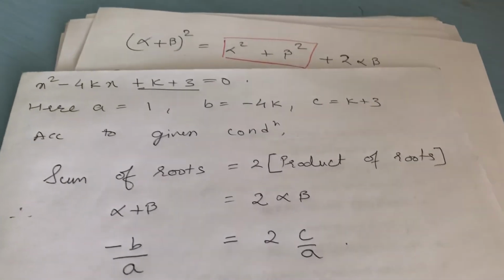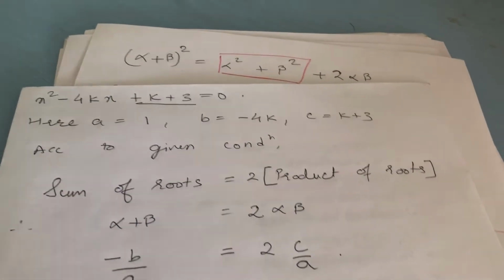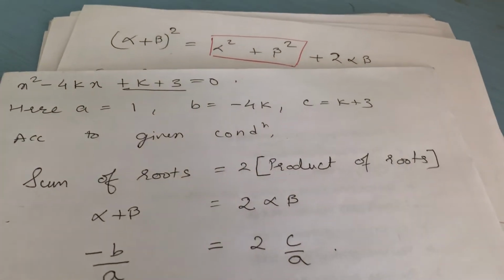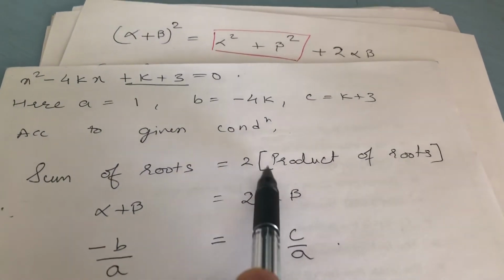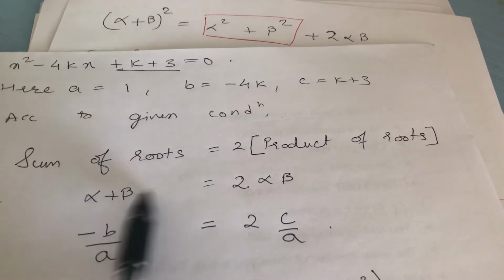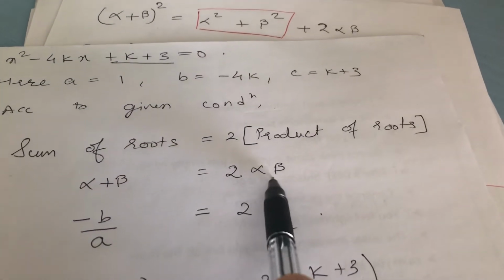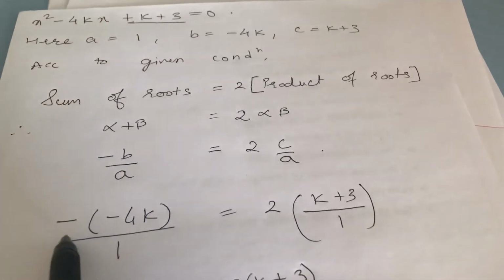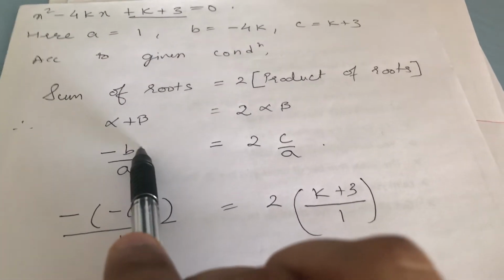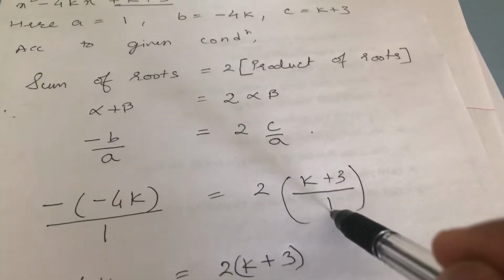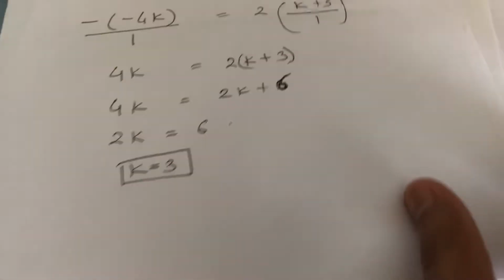Now according to the given condition, sum of roots is equal to 2 times product of roots. That is what is given in the question. If sum of the roots is twice the product of roots, find the value of k. So we put sum of roots, alpha plus beta, equal to 2 into alpha beta. Alpha plus beta formula, okay, alpha beta formula, that is equal to minus b, which is minus of minus 4k, a is 1, equals 2 times c, which is k plus 3, upon a, 1. Okay. So you solve this to get k is equal to 3.